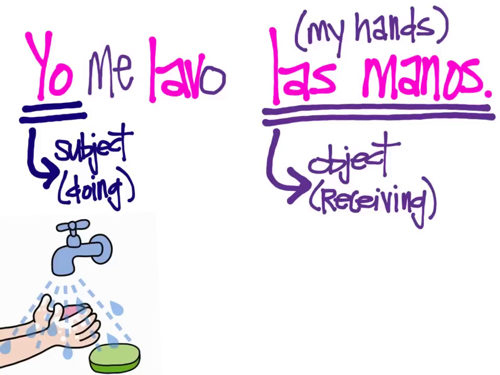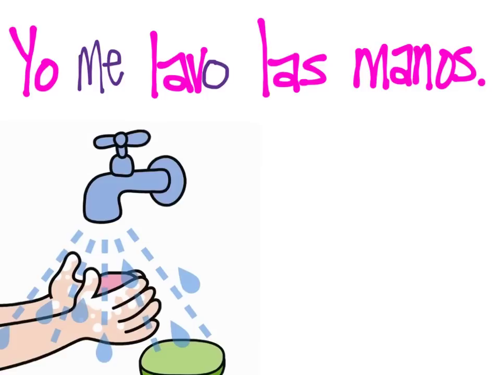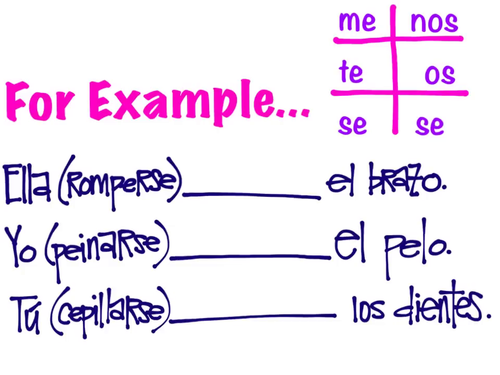And your sentence will read, yo me lavo las manos. And here we can see that me agrees with las manos, my hands or myself, and lavo agrees with yo, our subject. So what this tells us is that I am doing the action and I am receiving the action. Let's take a look at these 3 examples of reflexive verbs and how they are used in Spanish.